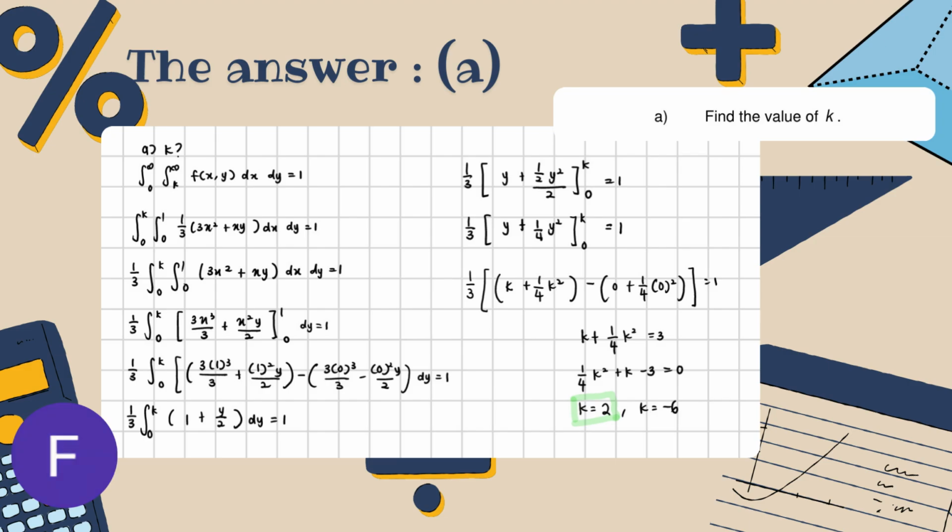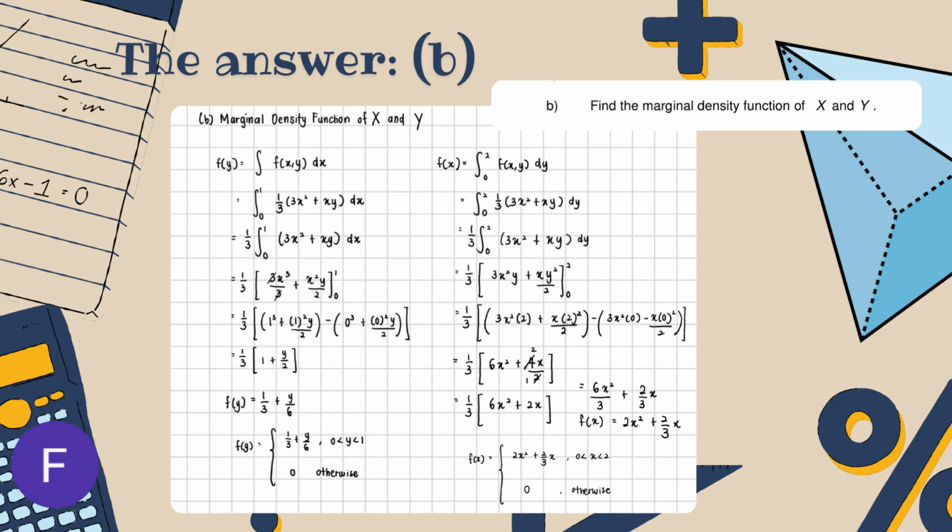Now we look at question 2a. We are asking to find the value of k. In any probability distribution, the total volume under the surface must equal 1. By setting up a double integral of our function over limits x from 0 to 1 and y from 0 to k, and setting that equal to 1, after solving the equation we get the quadratic equation k squared plus 4k minus 12 equals 0. We ignore the negative 6 since the range cannot be negative. The answer for this question is k equals 2.